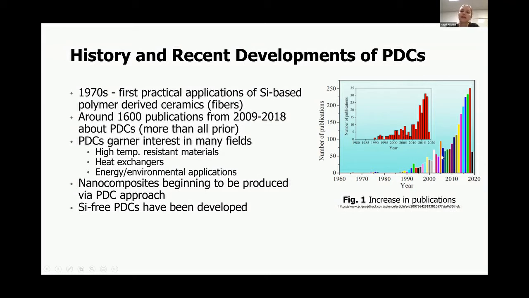So you can see that as the publications of PDCs have increased, so have the publications with regard to free carbon. So those are kind of interconnected, and it shows that free carbon is very important when you're going to talk about PDCs. And then again, of course, PDCs, we just kind of talked about on significance. They have a lot of interest in many different fields and applications.